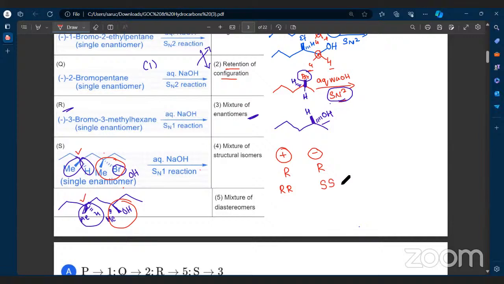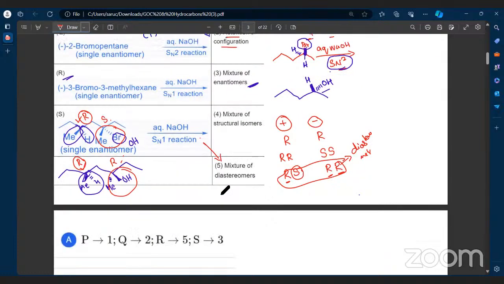For instance, if I'm taking this as R and this is S, here it is remaining R only, and this one is getting inverted from S to R. The first chiral carbon is going to remain the same. So if it is RS and the other one is RR, you can see that S has been converted to R, but this R is remaining as it is. Therefore, this case is said to be a diastereomer. How to remember this easily? I'll tell you. So this is how you have to solve the question.